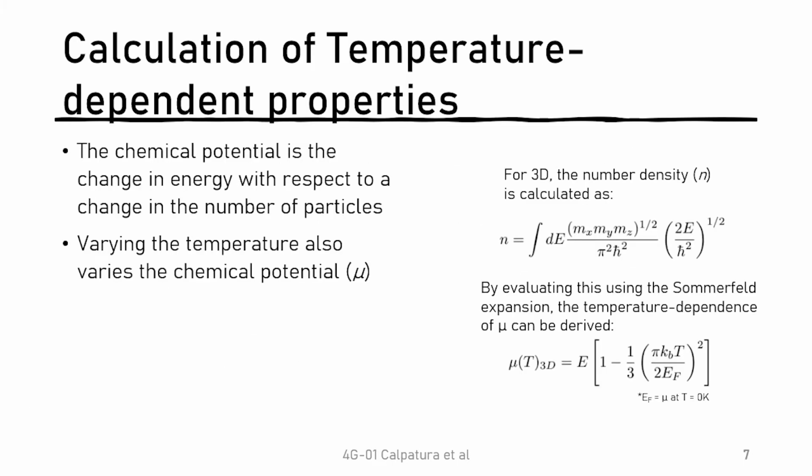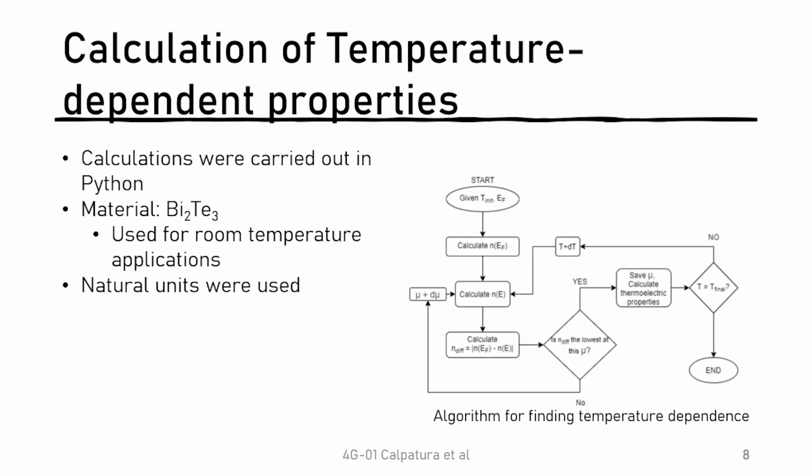In calculating for temperature dependence, it is important to remember that varying temperature also varies the chemical potential. This is how the temperature dependence was investigated. The figure in this slide shows the algorithm used for finding temperature dependence. These calculations were carried out in Python using values for the material bismuth telluride, a material commonly used for room temperature thermoelectric applications. Natural units were also used.